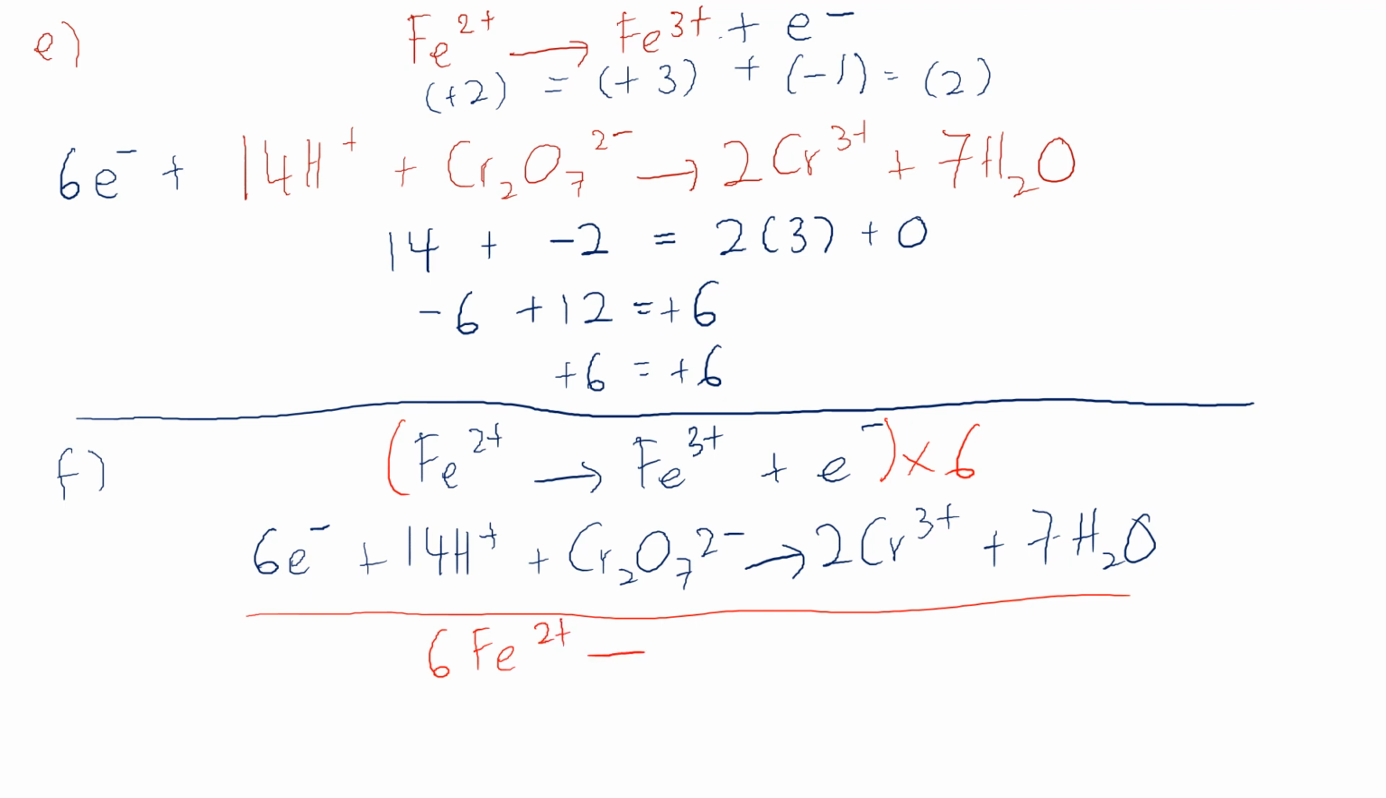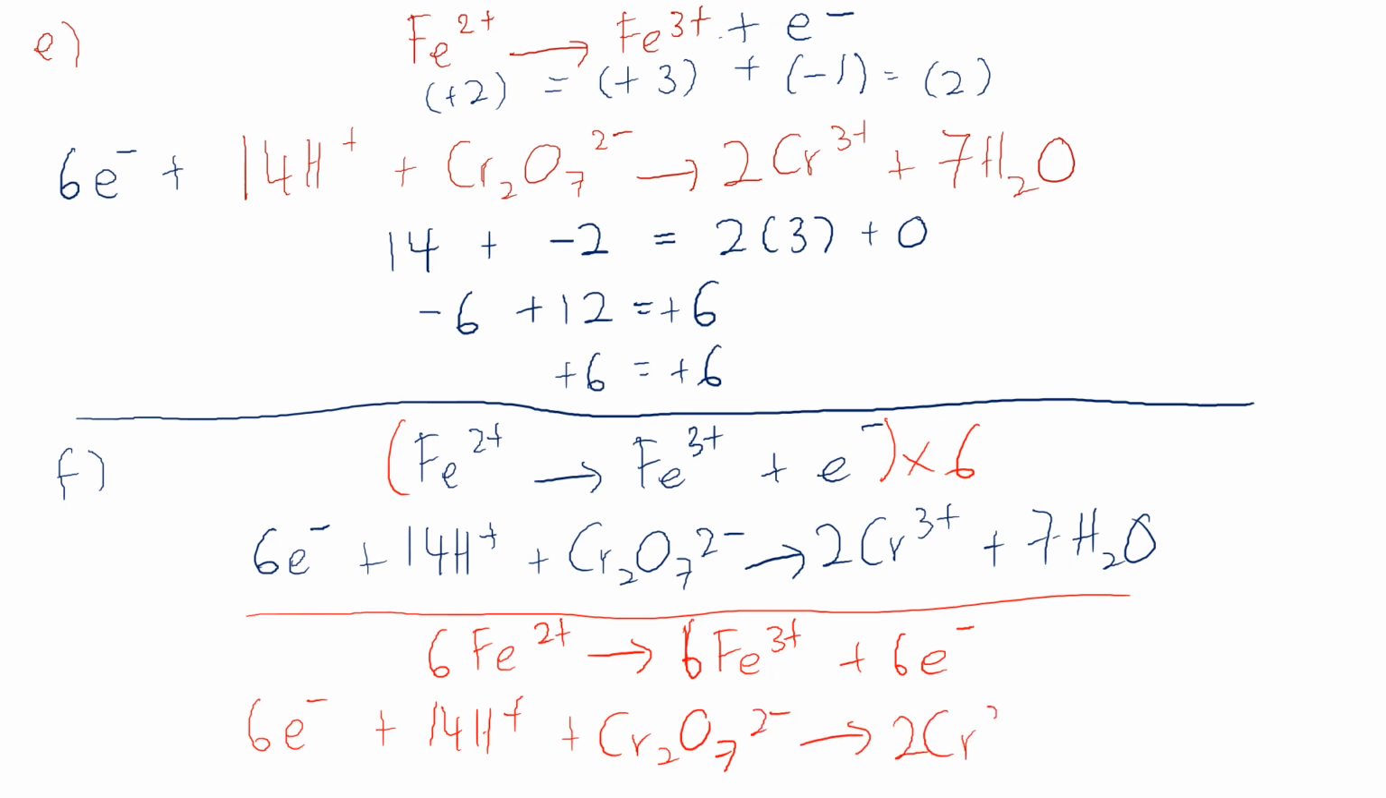So we get 6 Fe2 plus produces 6 Fe3 plus plus 6 electrons. And 6 electrons plus 14 H plus plus Cr2O7 2 minus produces 2 Cr3 plus and 7 H2O. Once we have made the number of electrons the same, we add the two half reactions together and then cancel out.